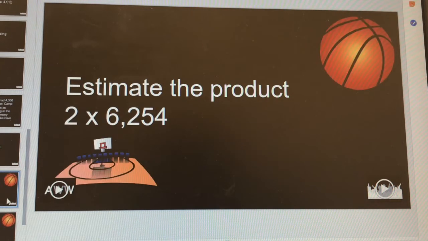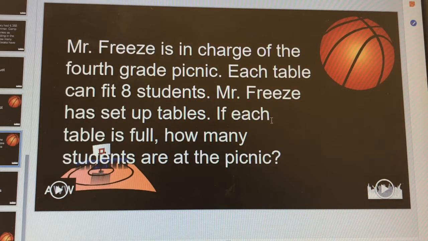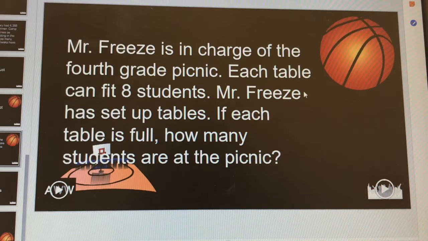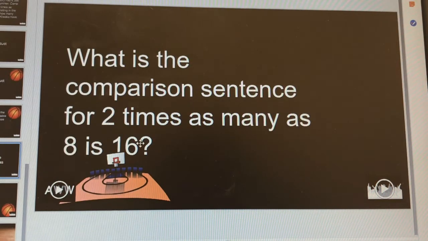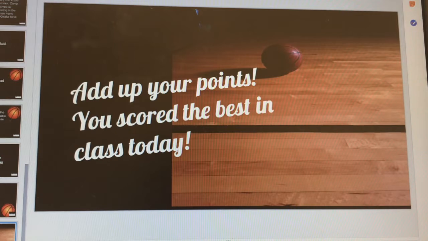Estimating the product. I know that my students had a little bit of a hard time with estimating, so I thought I'd bring that back and spiral that into our review. Good opportunity for a teachable moment. I used Mr. Freeze. I actually had a teacher when I was in middle school that was named Mr. Freeze, and that's the first thing that came to mind. And some comparison sentences or comparison expressions, multiplying with comparison problems, and that is it.